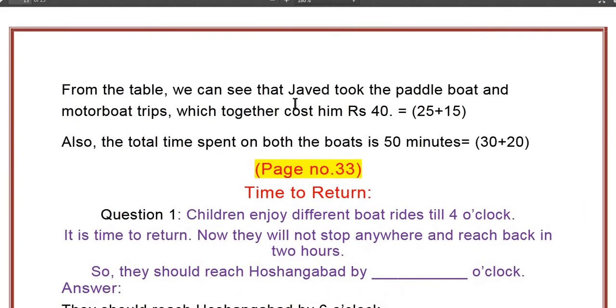From the table, we can see that Javed took the paddle boat and motor boat trips, which together cost him rupees 40, 25 rupees plus 15 rupees. Also, the total time spent on both the boats is 50 minutes, 30 minutes and 20 minutes. Which boats are they? Paddle boat and motor boat trip.